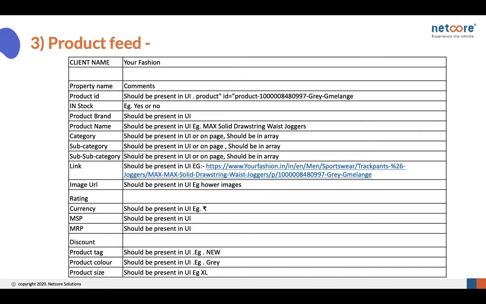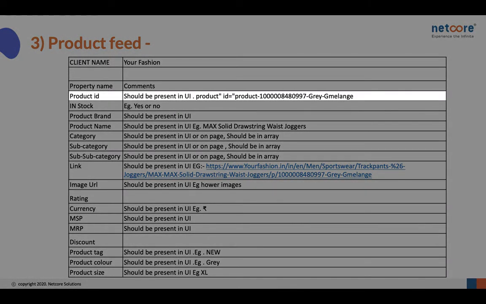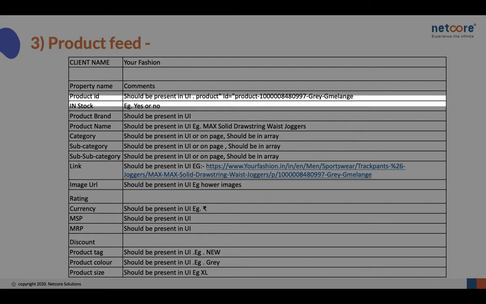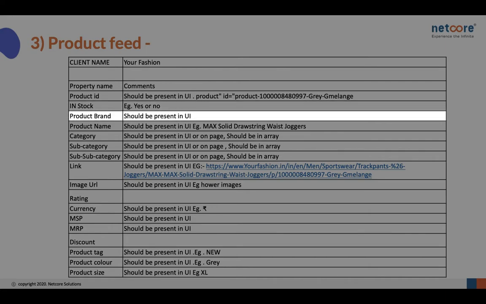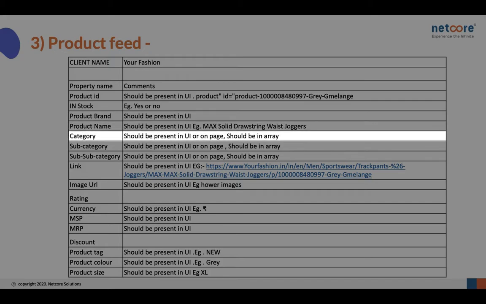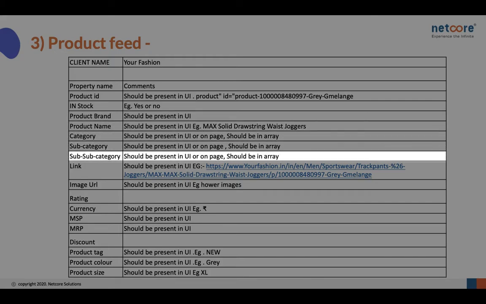Moving to point number 3, we need the product feed to render all products similar to how they are on your website right now. In the requirement document, we would have created the product feed template based on your website. Starting from the top, we need all the attributes associated to a product ID. We need to know what products are in stock so that we don't end up recommending products that aren't available. Other essentials would be the brand, name of the product, category, subcategory, double subcategory. This will help us filter out relevant products per category page.